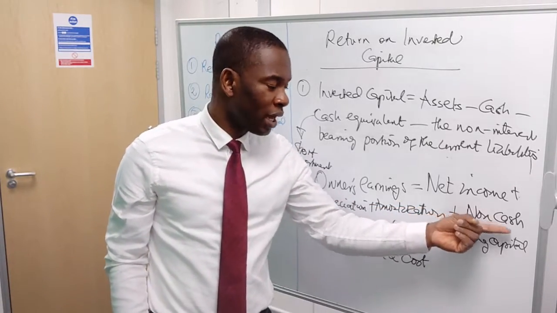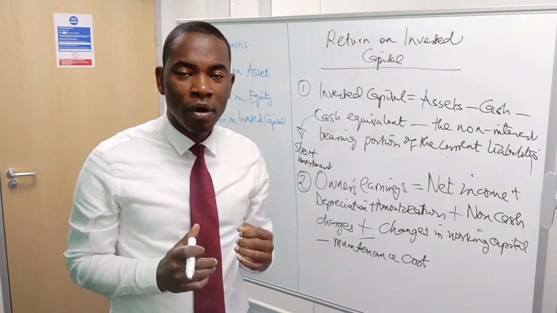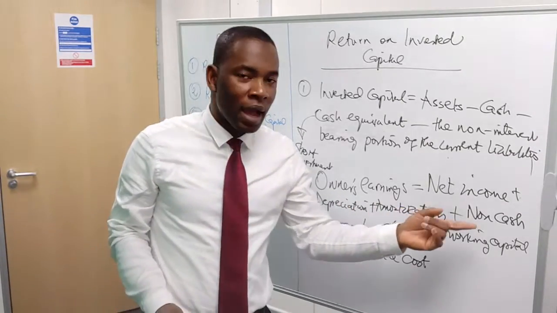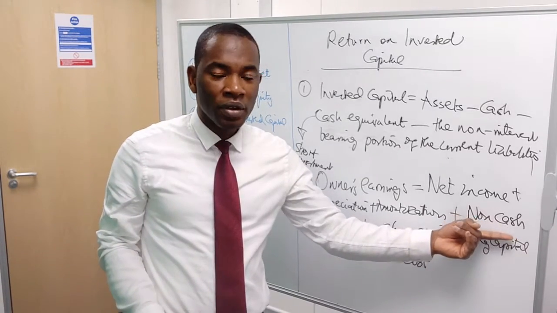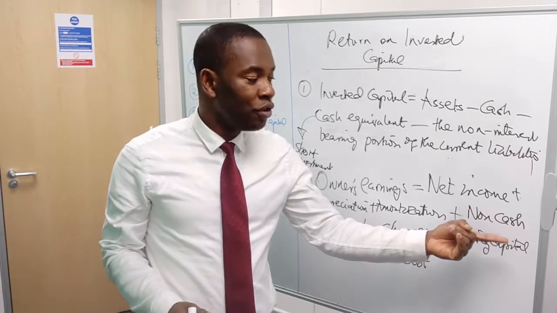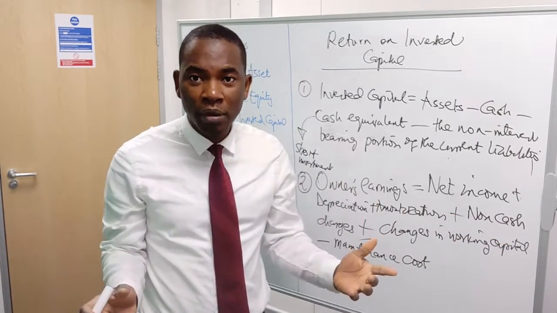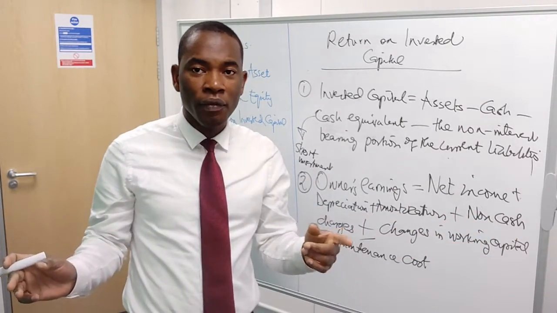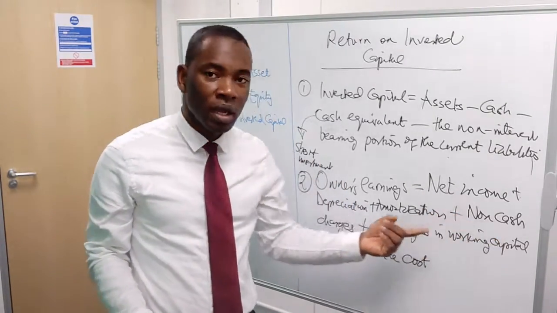Then non-cash charges. Non-cash charges are some form of cost that you have incurred before, but you are recognizing it now because maybe there is a loss and that asset is not performing properly. You now need to shut it down, and what you then need to recognize is a cost for that lack of performance. That is what you call non-cash charges.